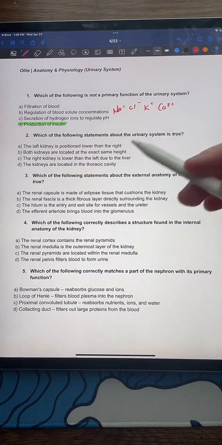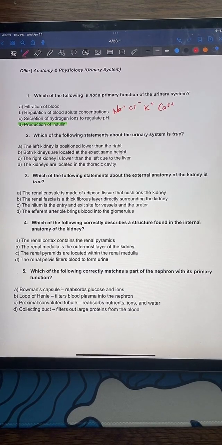Number 2, which of the following statements about the urinary system is true? Answer choice A reads, the left kidney is positioned lower than the right. B, both kidneys are located at the same exact height. C, the right kidney is lower than the left due to the liver. And D, the kidneys are located in the thoracic cavity.